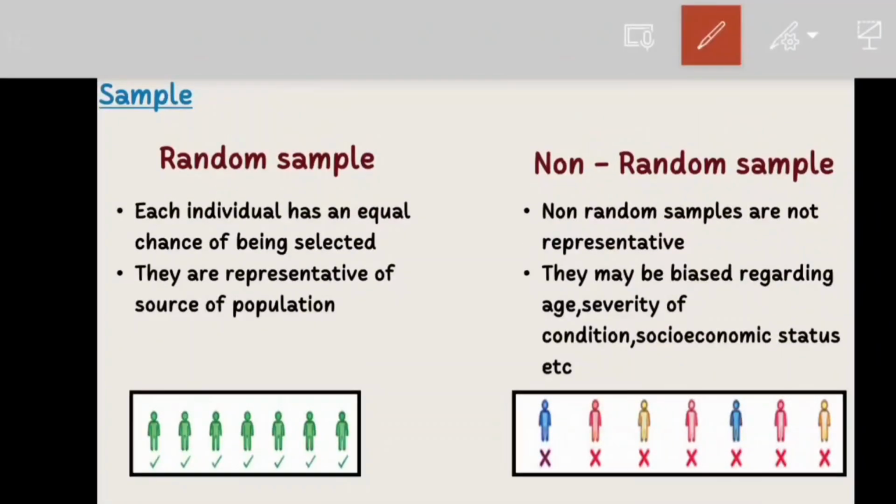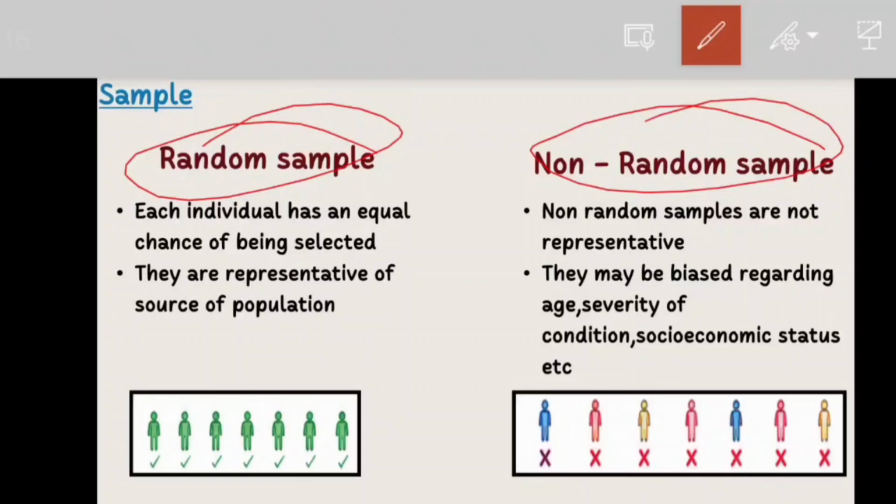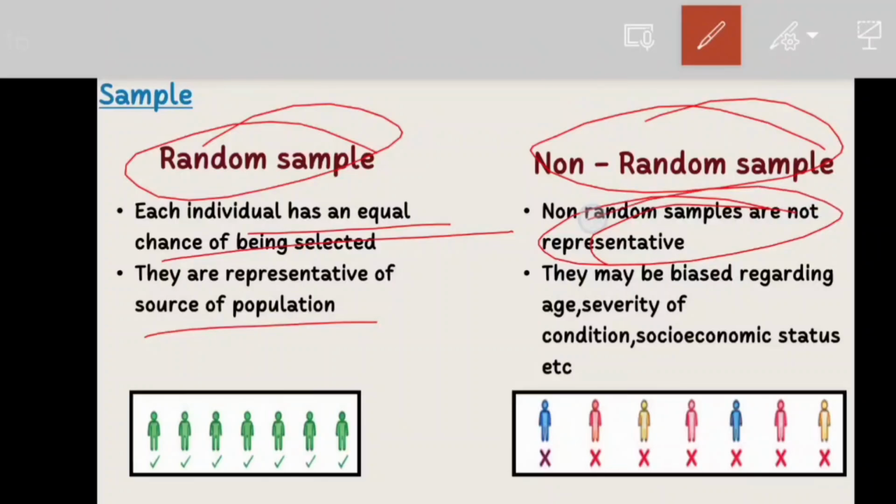Now let's divide the sample into two broad categories, the random sample and the non-random sample. In a random sample, each individual has an equal chance of being selected, and because of this, the sample is more likely to represent the source population. In a non-random sample, individuals do not have an equal chance of being selected. Therefore, the sample may not represent the population properly. It may also introduce bias.